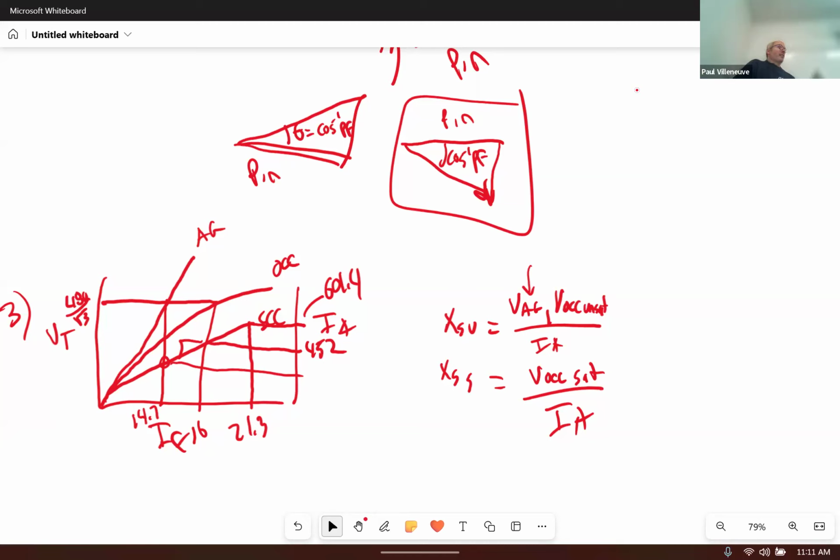Once I have that, now I have the air gap and short circuit characteristic at 14.7. And then over here, I can see that I have that value and that value to calculate the saturated value. So the only thing you needed to do was do a little linear interpolation to get the unsaturated value. And that was it to get the saturated and unsaturated characteristics.